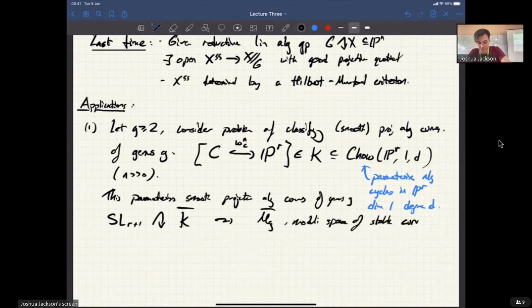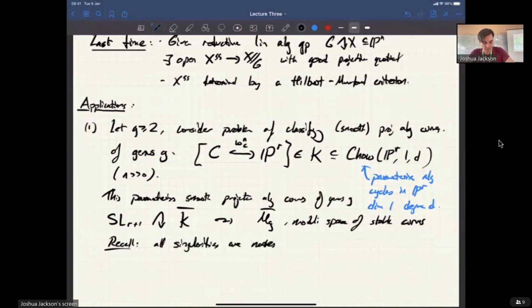I'll just remind you, in case you have forgotten or haven't seen before, what a stable curve means. It means all singularities are nodes and the automorphism group is finite.